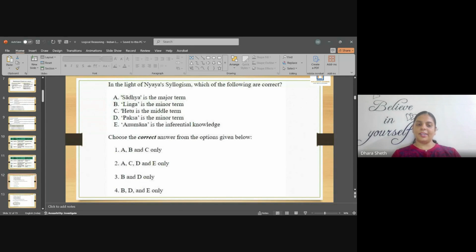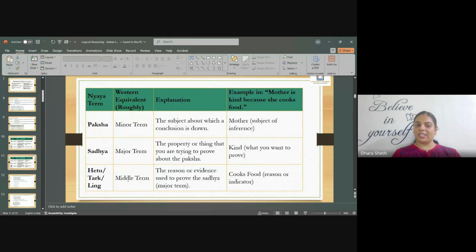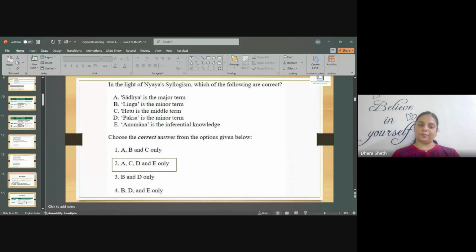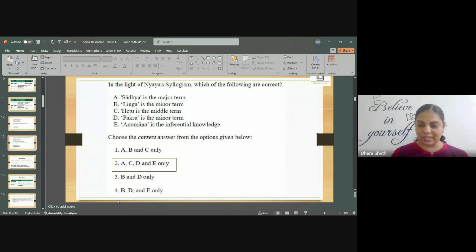Yes, so the answer here is 2. Anuman actually means inferential knowledge. B is wrong because as you can see here, link, hetu, tark mean the middle term. Okay, so it does not mean the minor term. Paksh is the minor term, sadhya is the major term, and hetu or link or tark is the middle term. And Anuman is the inferential knowledge. Okay, so now that we have talked about this, we'll continue in the next session.